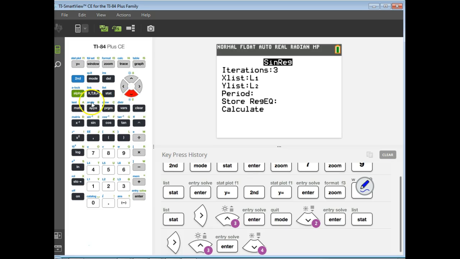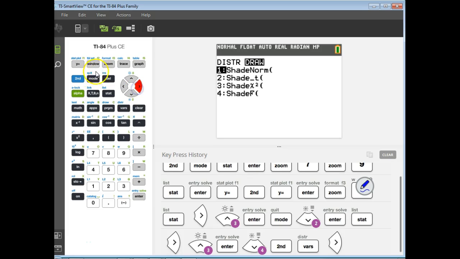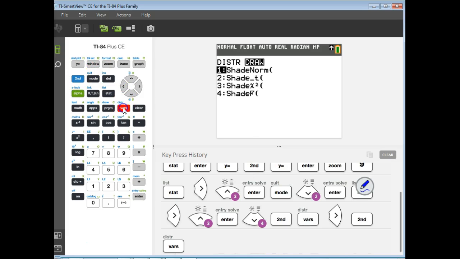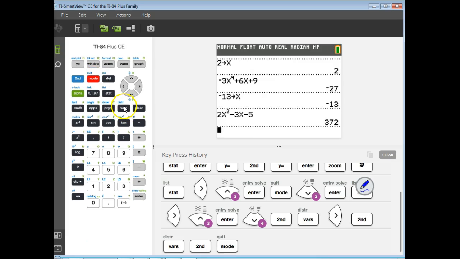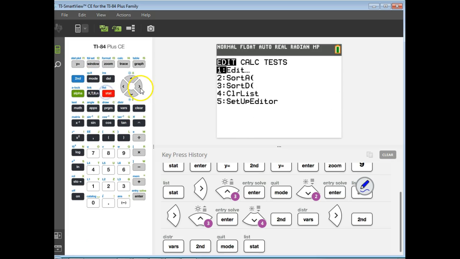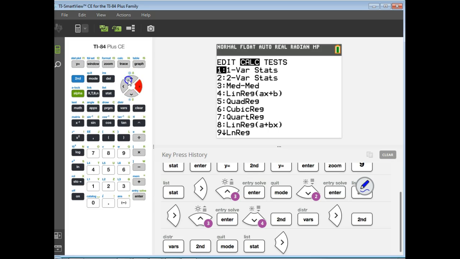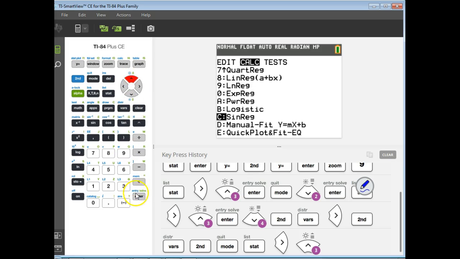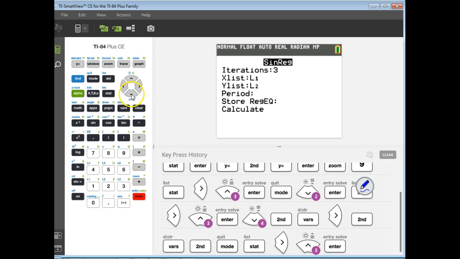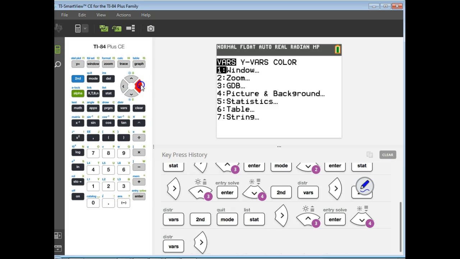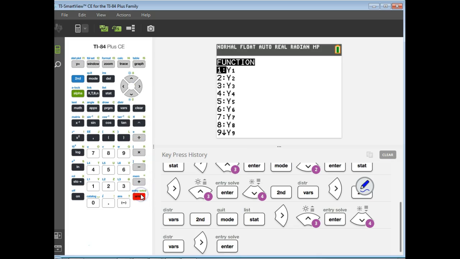I would like you to store the regression equation, always, always, always, into y1. Whoops. For Pete's sake. Nope. Clear, quit. There we go. Alright, try that again. Apparently you guys remember how to store. I don't. Let's try this again. Vars, Y-vars, function, and 1.